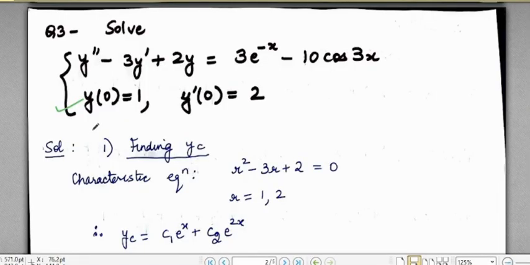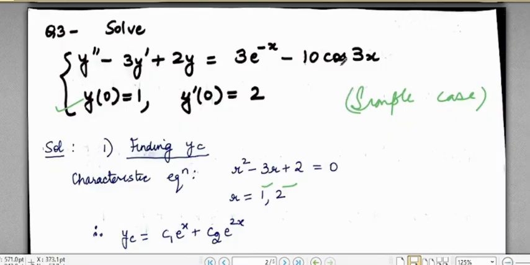You need to find out the unknown constants C1 and C2 in the end, after imposing the initial condition. So let's look at the characteristic equation first. r1 and r2 are the roots. r1 has got nothing to do with e to power minus x or cos 3x. Similarly, r2 has got nothing to do with these two terms. So it's a simple case. It will just be a simple case.